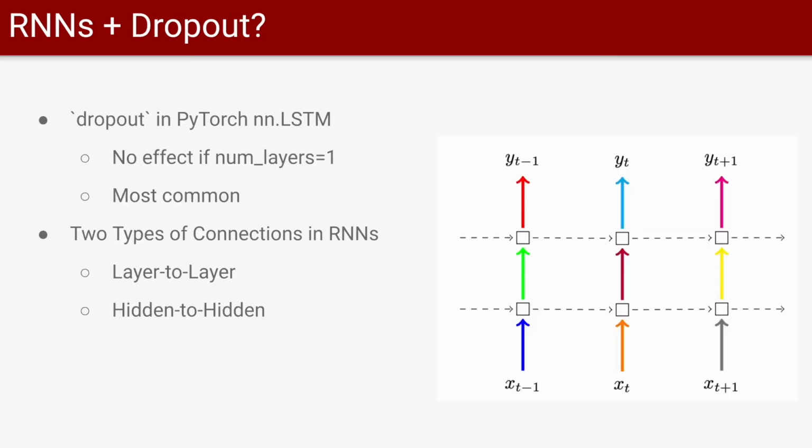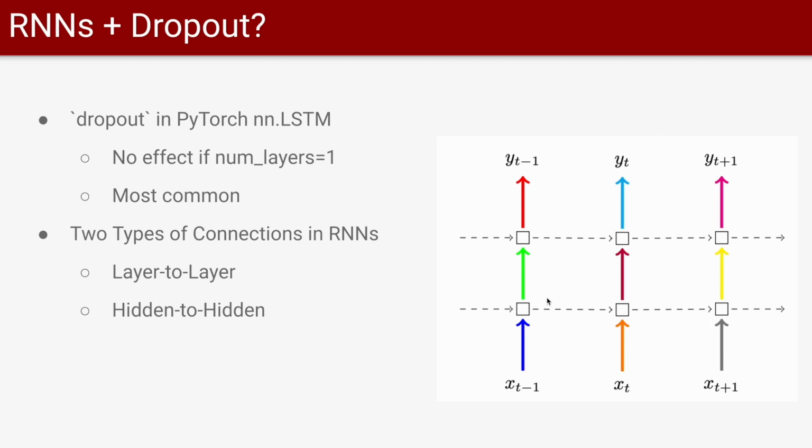Now let's briefly discuss applying dropout to recurrent neural networks. Before we do that, let's first think about the two types of connections in RNNs. You can see in this figure, we actually have only two types of connections. The first type is the layer-to-layer connection, like the green arrow here. And the second type is the hidden-to-hidden connection. And we only have these two.